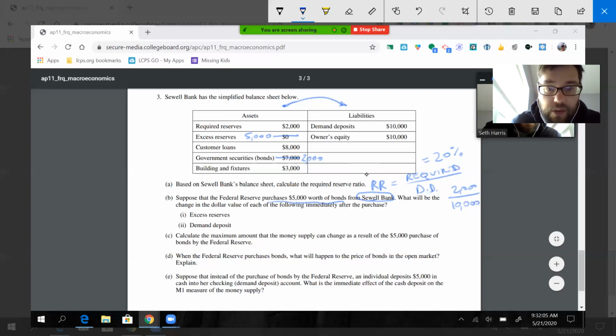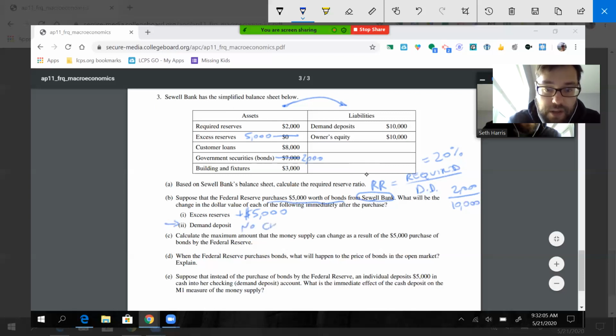Okay, part one, what happens to excess reserves? Well, we just said that's going to increase by 5,000. So that cash that the Federal Reserve paid is going to go straight into that category. Now, they ask here about demand deposits.